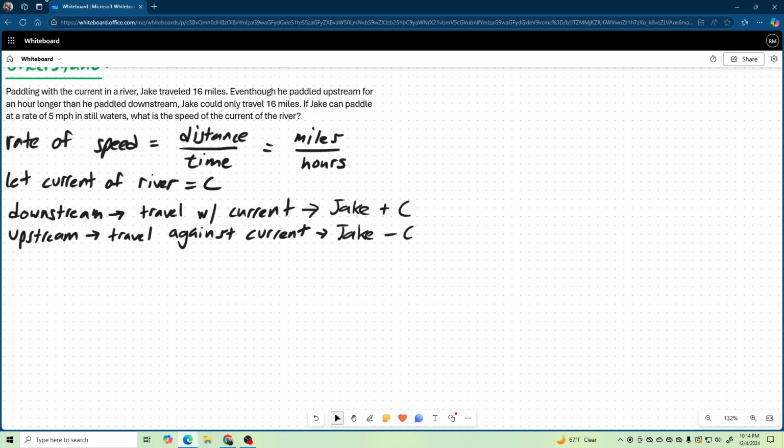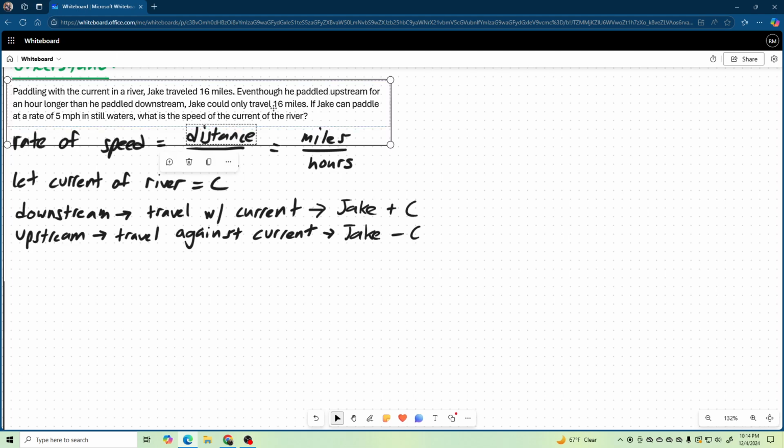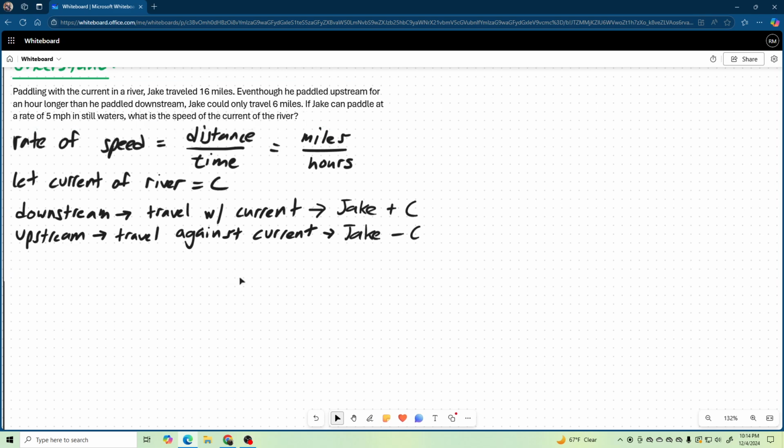So, this is supposed to be a 6. My bad. That would kind of ruin the problem. It's like, yeah, we know he can travel 60 miles. All right. So, even though he paddled longer upstream, right? But he could only travel 6 miles, even though he was doing it for an hour longer.